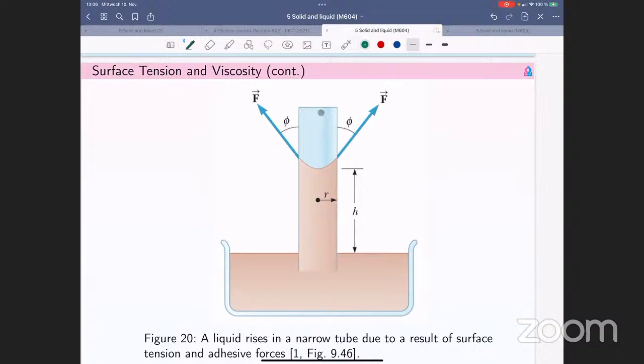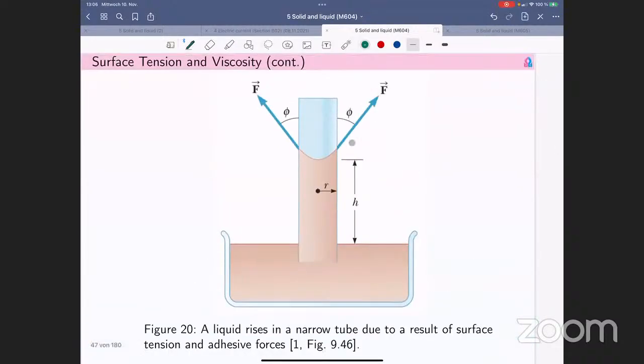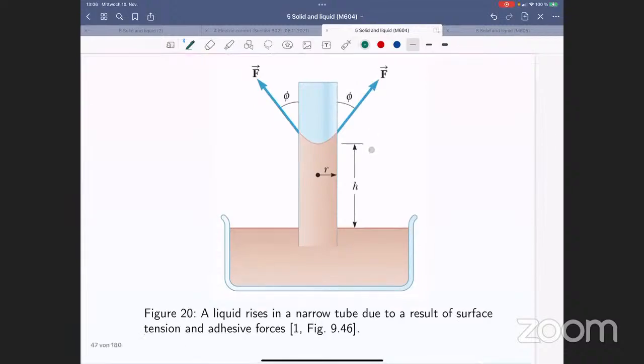And let's say this is a typical cylinder tube, and it would have a radius, and that radius is called the variable r. The surface tension is the force F, that's what we have seen before in the last lecture.